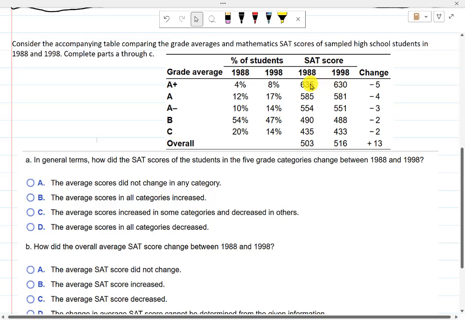So when I look at between 1988 and 1998, I see the scores all went down, all of them. These are the overall numbers, but in each category, in the 5 grade categories, all of the scores went down. So the average scores in all categories decreased.